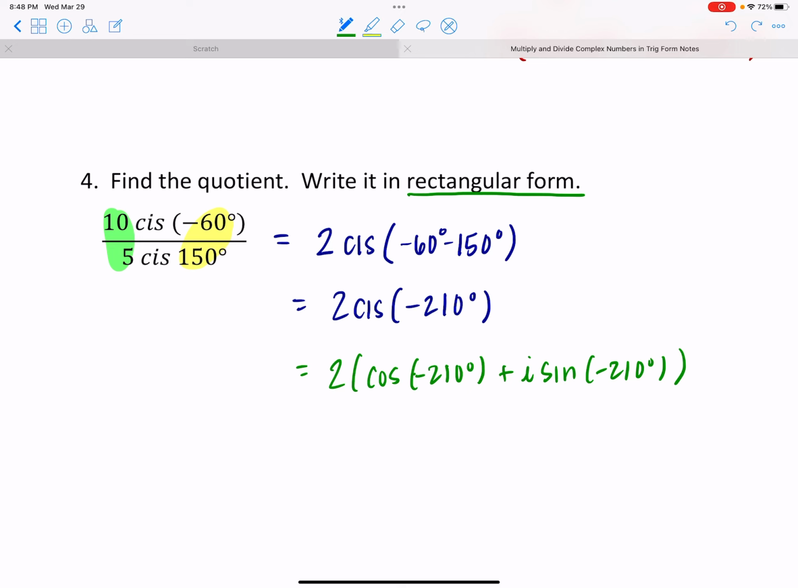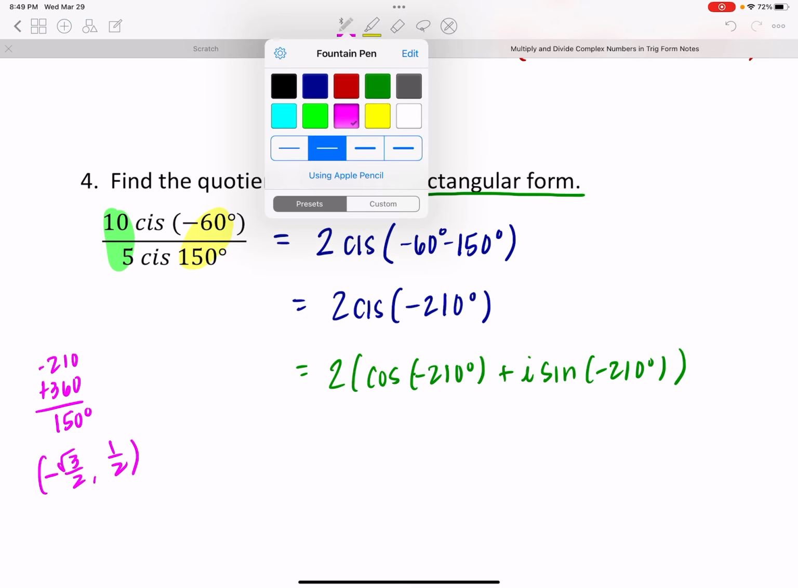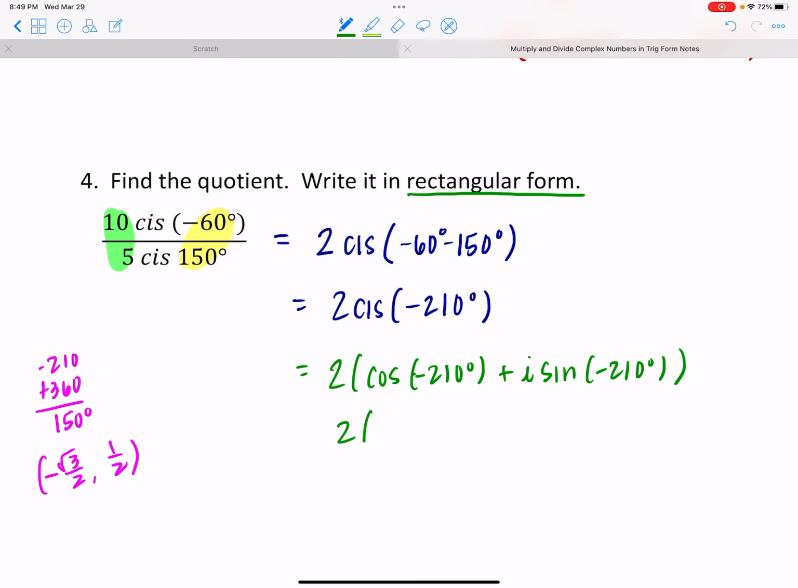Okay, so cosine of negative 210. Let me figure out where that's at. Negative 210. If I add 360 to that, I'm really looking at 150. Oh, that's the same angle I had earlier. So 150 degrees again. Negative 210 and positive 150 are the same place. So I know my coordinates, because I just did those, are going to be radical 3 over 2 and 1/2. But since that's quadrant 2, the cosine is going to be negative. So this is going to be 2 times the cosine of negative 210 becomes a negative radical 3 over 2. Plus I have i times the sine of negative 210 is going to be a positive 1/2.